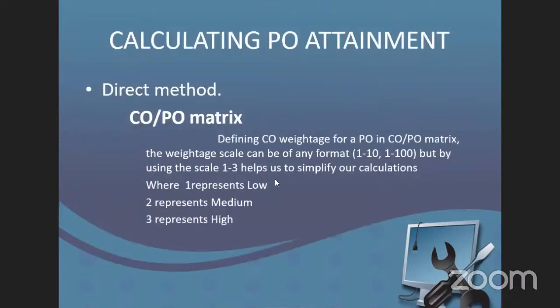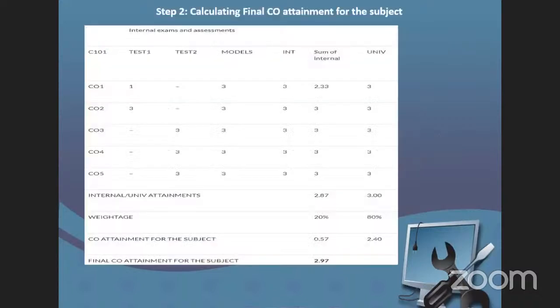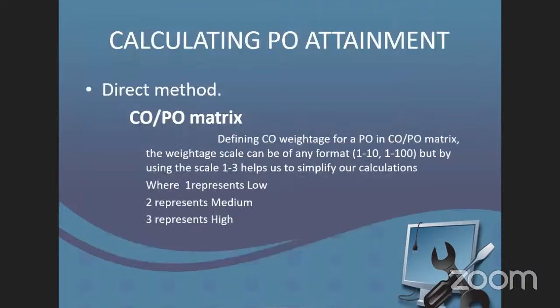Next is PO attainment. In this, we have not seen the indirect method. We have seen only the direct method. Again, remember, for the direct method, 80% weightage is given. I'll tell you in the PO attainment. So for direct, it is 80%. For indirect, it is again 20%.